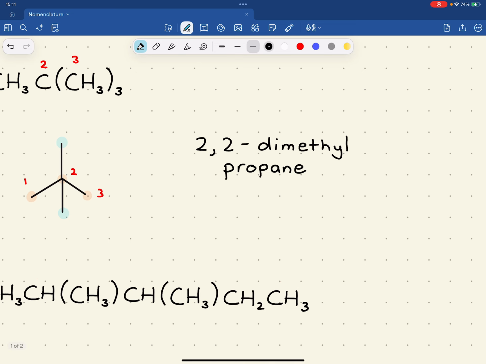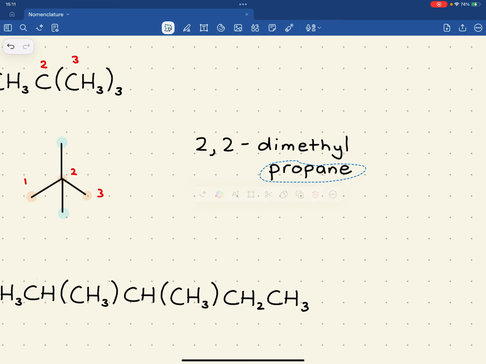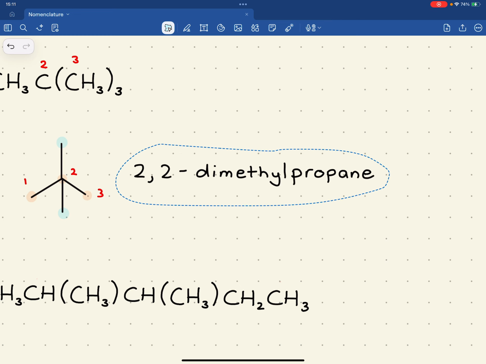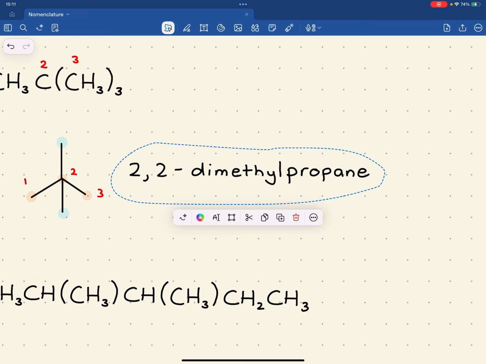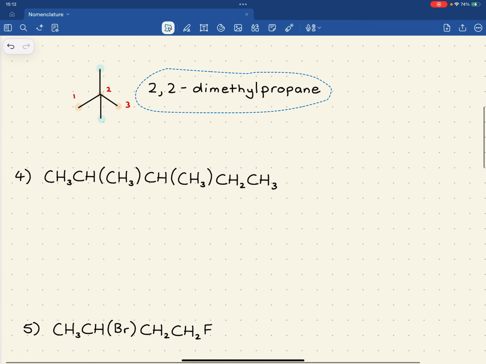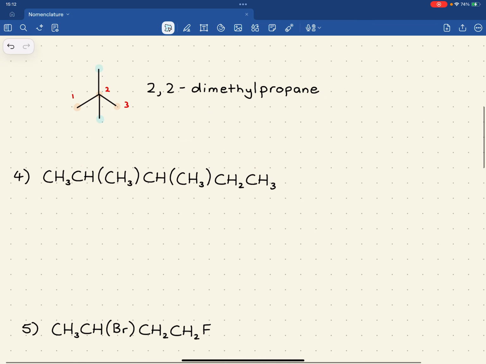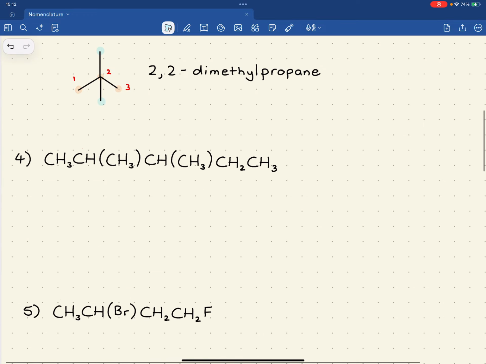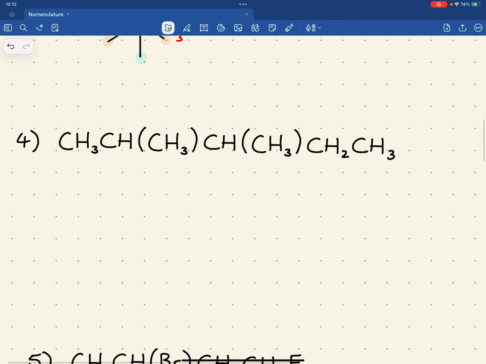So remember multipliers if you've got more than one of the same thing. If you've got 2, it's di, 3 is tri, 4 is tetra, 5 penta, 6 hexa, and so on. Okay, so there we've got 2,2-dimethyl propane. Next, we've got a slightly longer branched alkane.